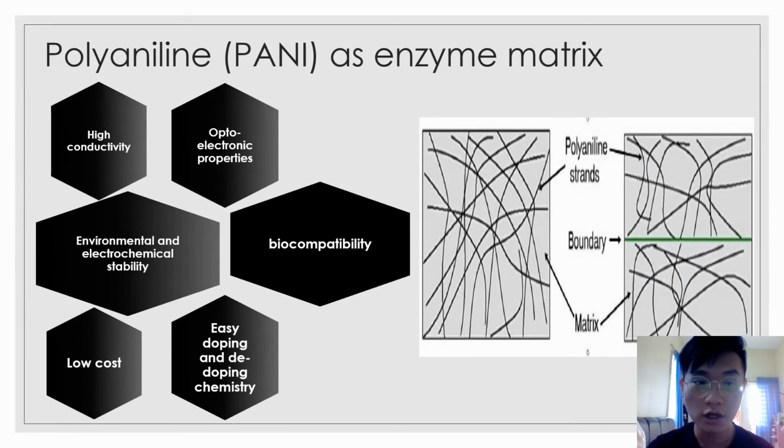I'm going to talk about polyaniline first. This is a material that much research has used as an enzyme matrix for enzymatic glucose biosensors.